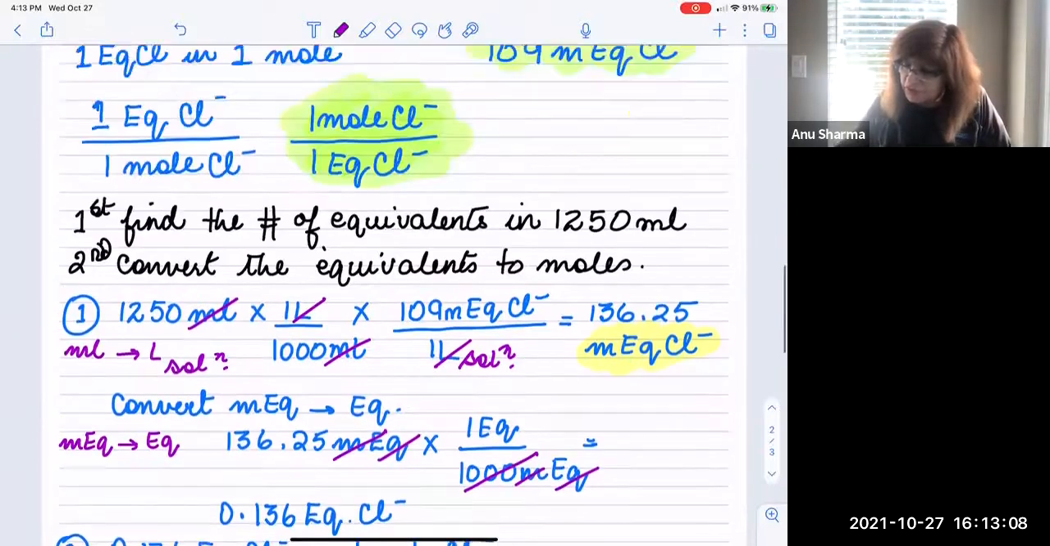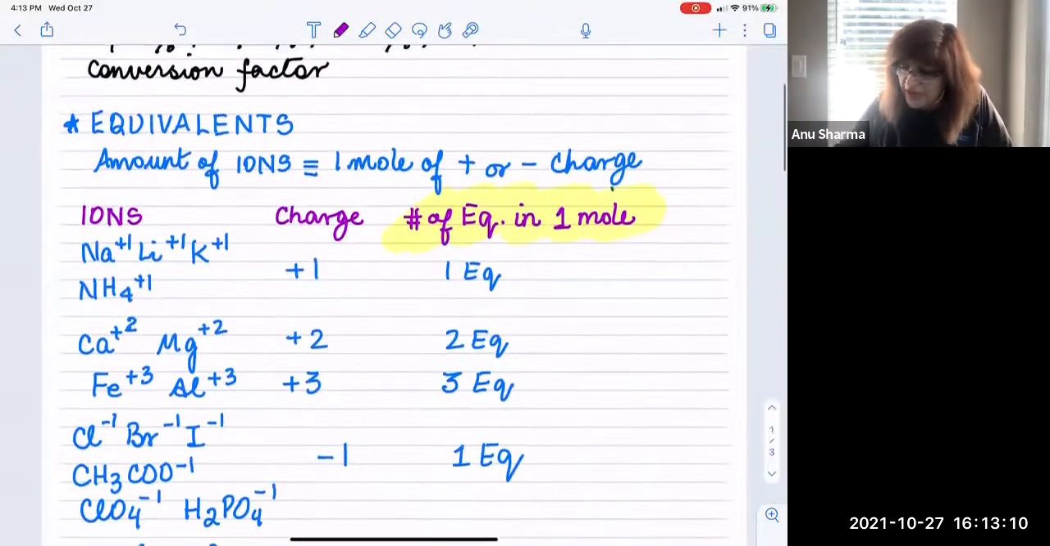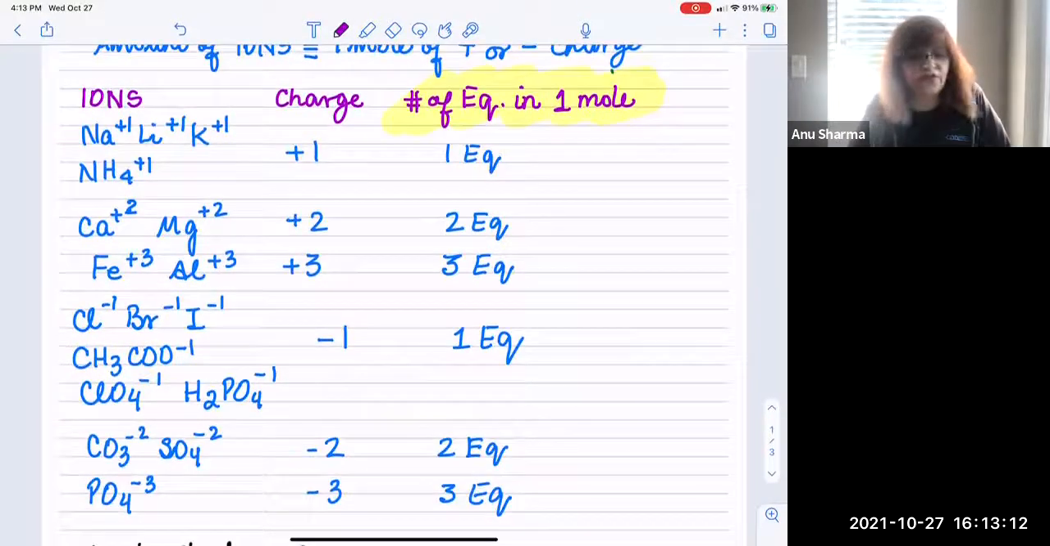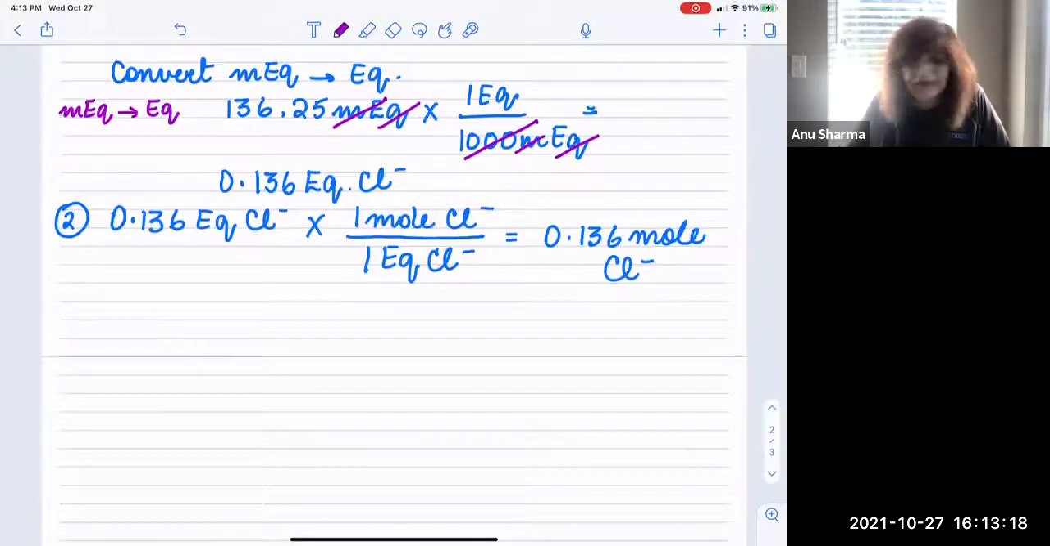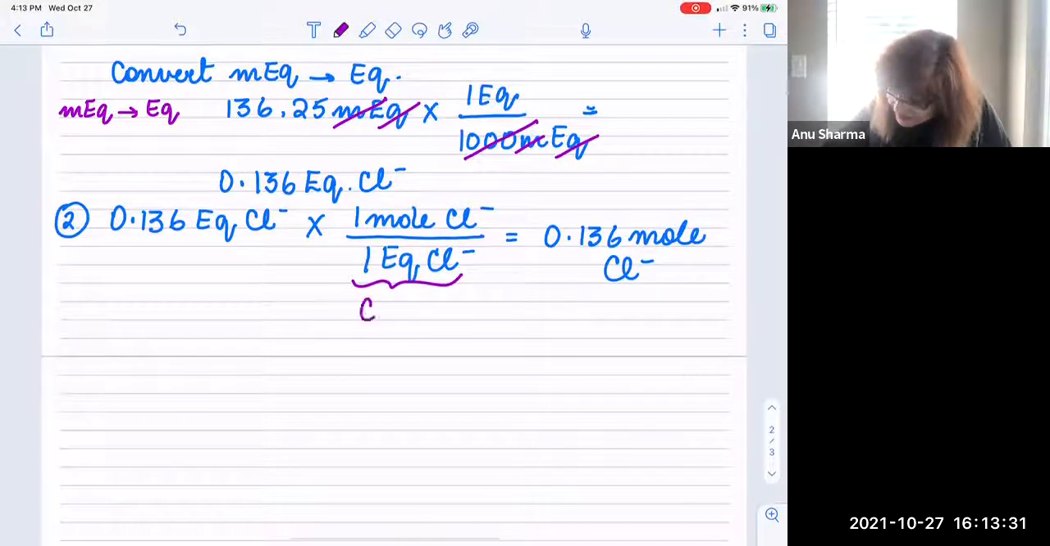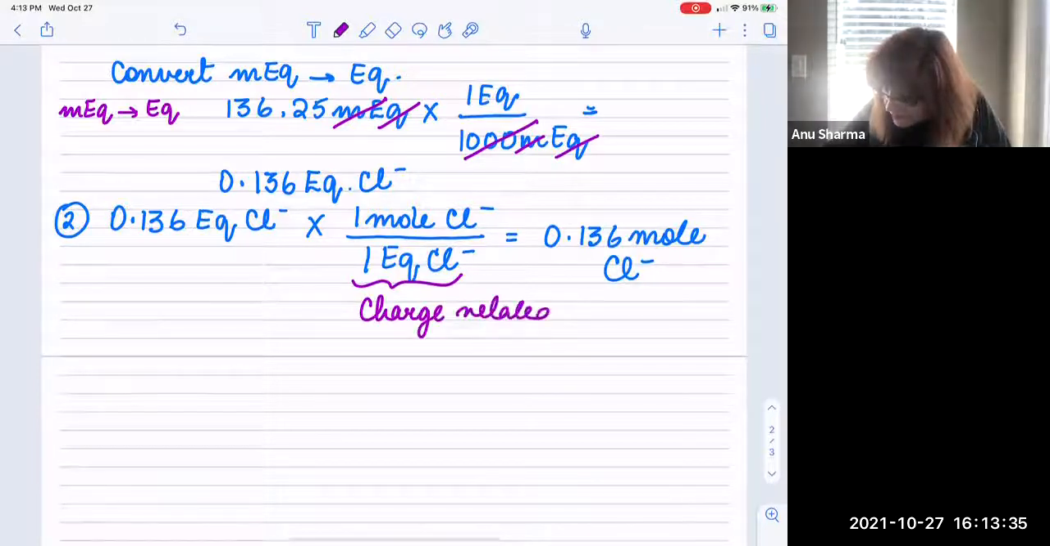Next, we know the number of equivalents of the ions in 1 mole. We need to find the moles of the chloride ions, and we have the charge -1, so therefore the equivalent is also 1. If the charge was 2, the equivalence would be 2. So this is charge related.